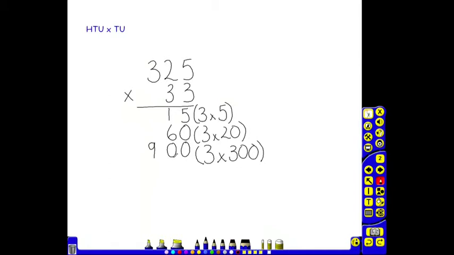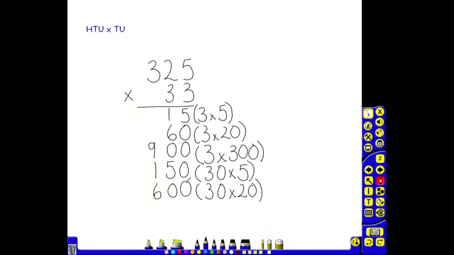I'm going to then move on to multiplying 325 by the 3 tens, by 30. So again, starting with the least significant digit, I'm going to do 30 multiplied by 5, which is 150. And then 30 multiplied by the 2 tens, 20, which gives 600. And then finally 30 multiplied by the 3 hundreds, which gives 9,000.